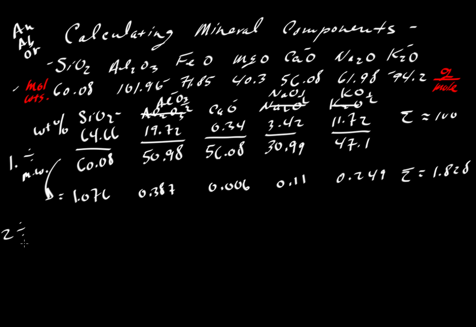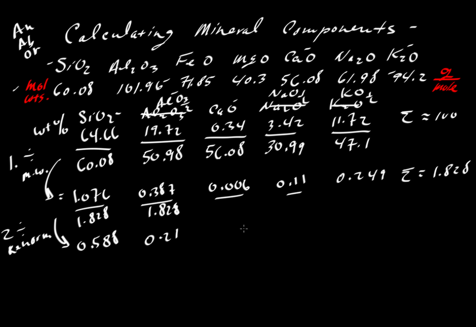So step 2, we are going to renormalize, which means we'll divide everything out by 1.828, divide by 1.828. We'll divide all those out, and when we do that, we will get these values. We'll get 0.5884 for silicon, 0.21 for aluminum, 0.0033 for calcium, about 0.006 for sodium, and about 0.1361 for potassium.